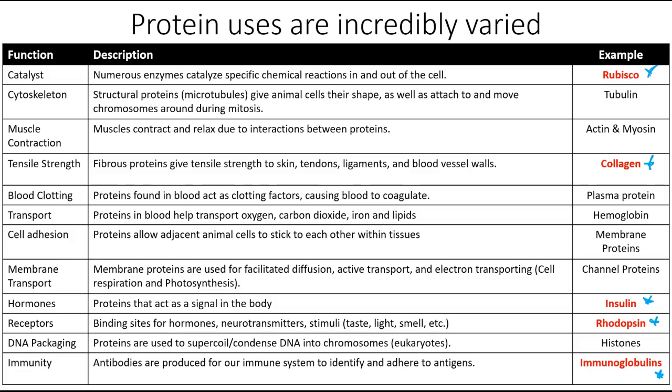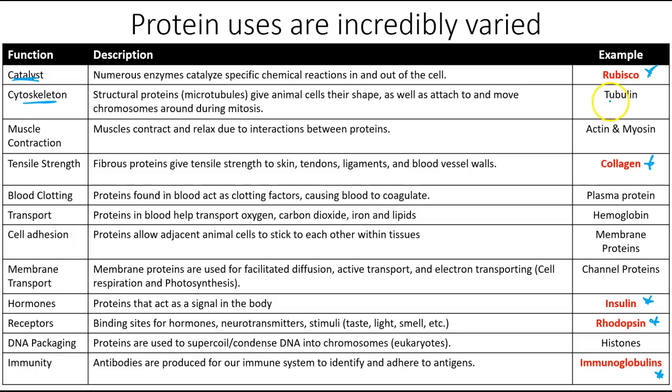We talked about enzymes like Rubisco being catalysts. Catalysts are the molecules in our cells, or in any chemical reaction, which do two things. They speed up the rate of reaction, and they decrease the amount of activation energy required to activate that reaction.